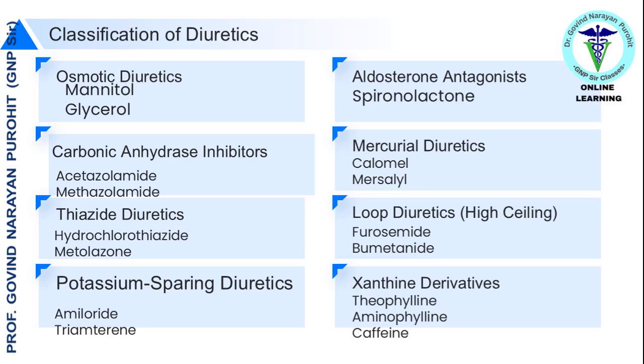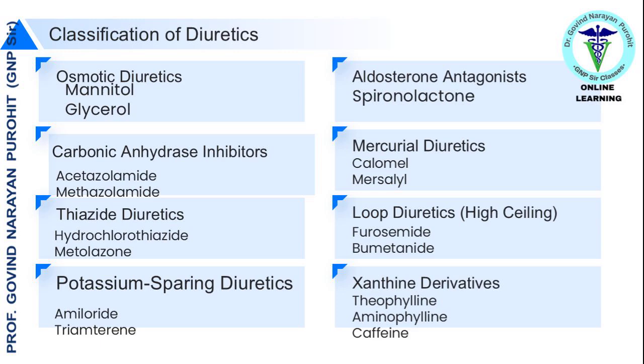1. The osmotic diuretics, for example mannitol and glycerol. 2. Carbonic anhydrase inhibitors, example acetazolamide, methazolamide. 3. Thiazide diuretics, examples hydrochlorothiazide, metolazone. 4. Potassium-sparing diuretics, examples amiloride and triamterene. 5. Aldosterone antagonists, examples spironolactone. 6. Mercurial diuretics, examples calomel and mersalyl.